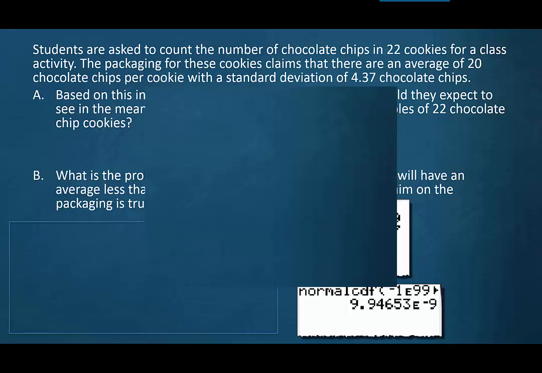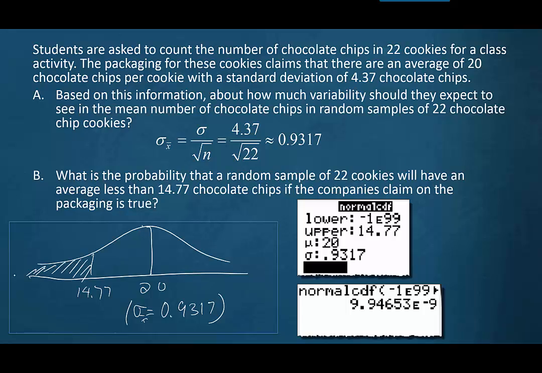So part B, what is the probability that a random sample of 22 cookies will have an average less than 14.77 chocolate chips if the company's claim on the packaging is true? We go ahead and draw and label a normal curve. And now we're going to use the normal CDF. Lower, we're going from negative infinity all the way up to 14.77 would be our upper. The mean of 20, and the standard deviation is 0.9317, as we already computed.